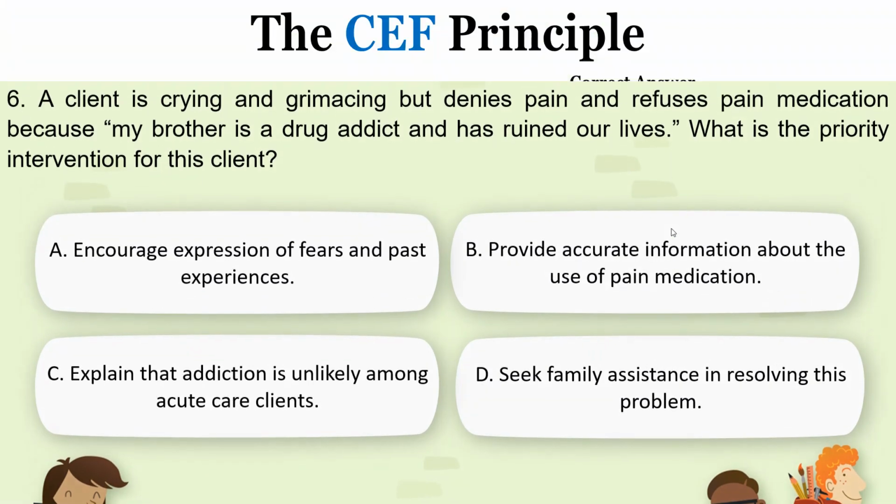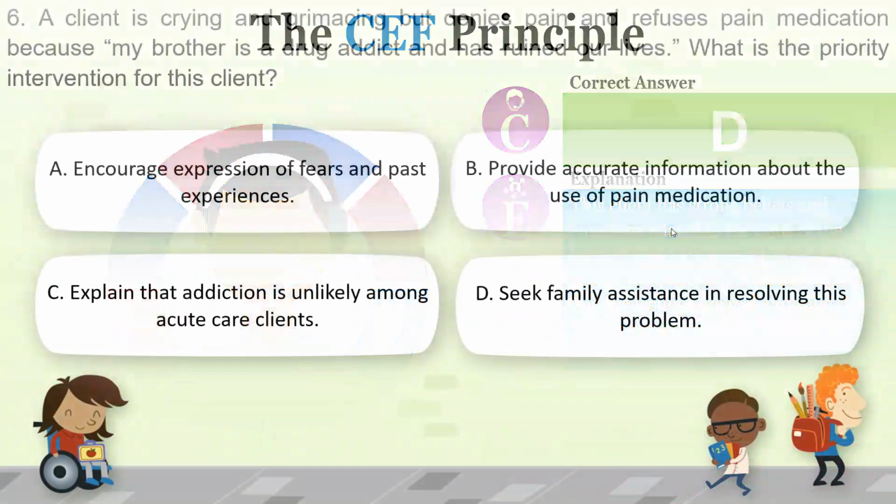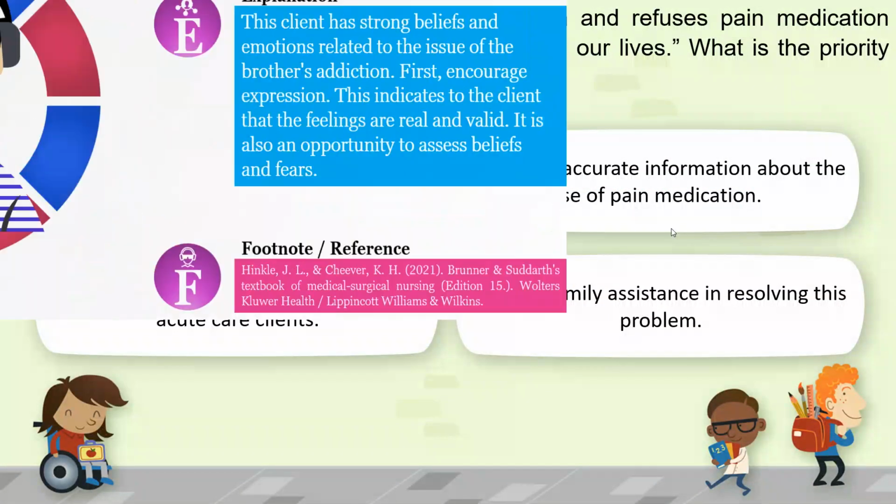Number six is letter A. Dapat letter A siya. Hindi po siya letter D. Okay? So it should have to be letter A. It should not be letter D. Sorry, typo error.